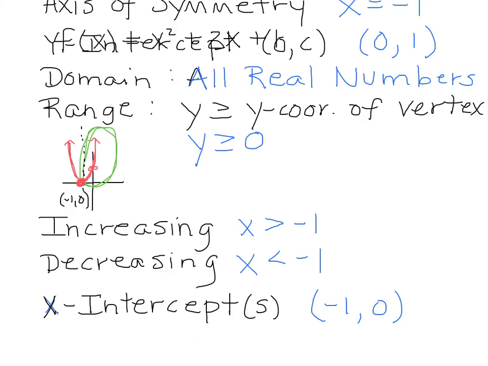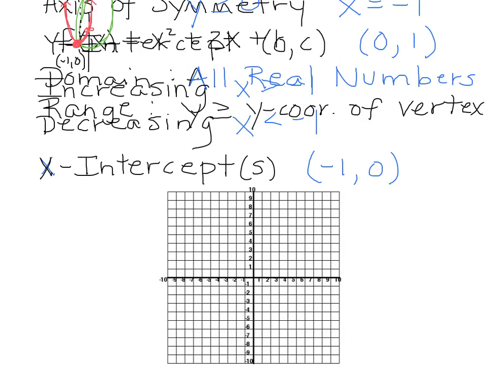Now, if we put this all together on a graph, we could see how this graph emerges. So we'll start by graphing the vertex, negative 1, 0. And then our axis of symmetry, I'm actually just going to put a dashed line. And I'm only going to put it above because we know the parabola opens up, so there's no sense in drawing it any further than that. We also have a vertical or y-intercept of 0, 1. So we have that point.